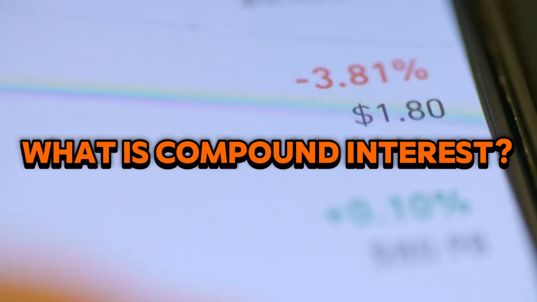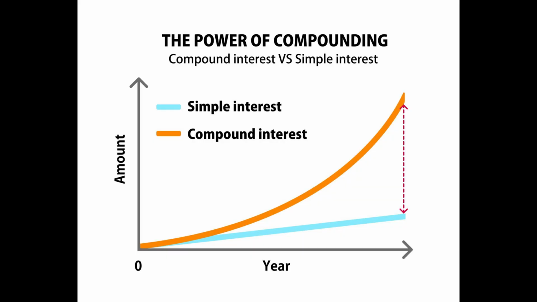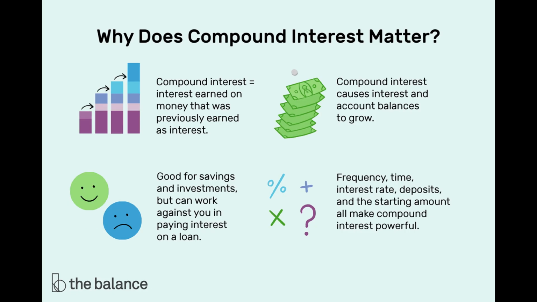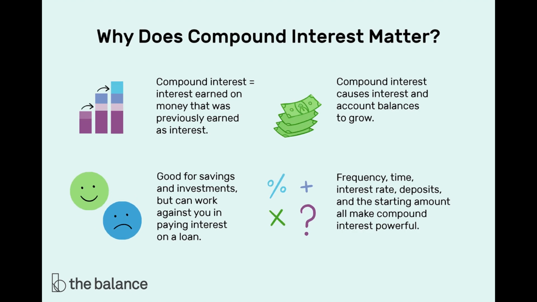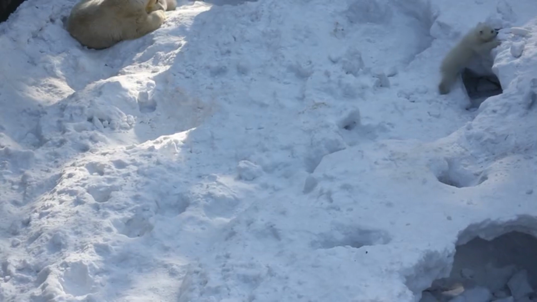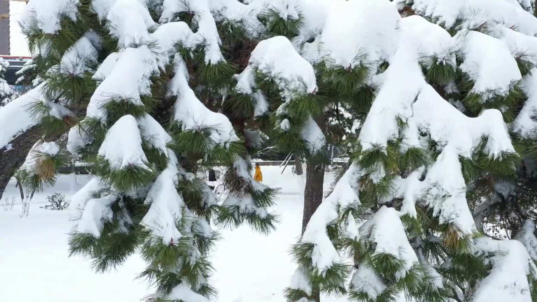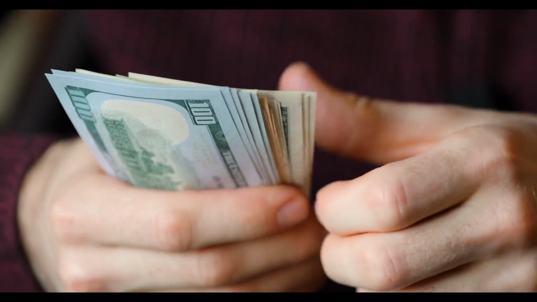What is compound interest? So, let's define exactly what compound interest is. Well, it's not just your average interest, it's interest on steroids. Compound interest is the magic that happens when you not only earn interest on your initial investment, but also on the interest that accumulates over time. It's like a snowball rolling down a hill, gathering more and more snow as it goes. Except in this case, it's gathering more and more money.